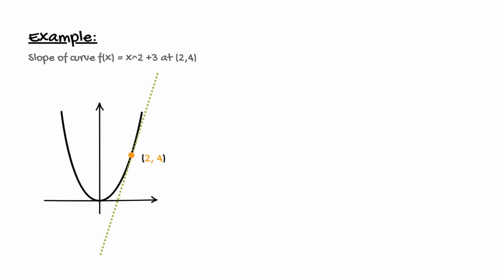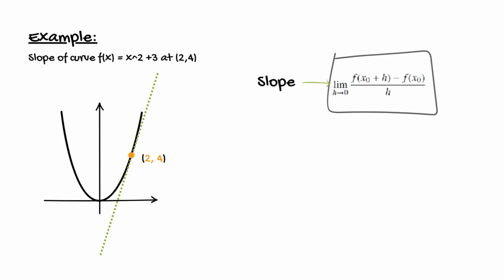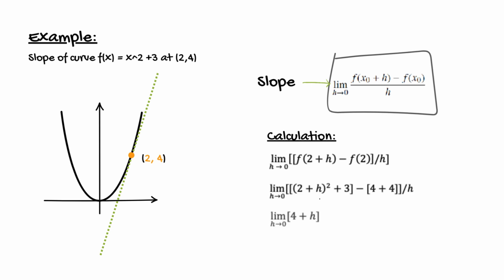We need to calculate the slope of the curve x squared plus 2 at point (2, 4). Slope is given by the limit function as we have seen. Substituting in the above equation we get the slope as limit h tends to 0 of f(2 plus h) minus f(2) divided by h. Solving the equation we get the slope as 4. So the slope of the curve x squared plus 2 at point (2, 4) is 4.